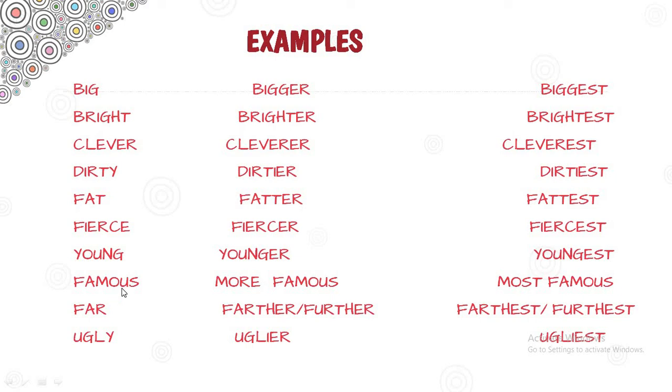Famous, more than one syllable, so we are going to use more and most. Famous, more famous, most famous. Far, farther, farthest, or it can be far, further, furthest. Both can be accepted. Ugly, uglier, ugliest. These are a few of the examples that I have written where we made certain changes in the spelling, so that you could relate to the examples.